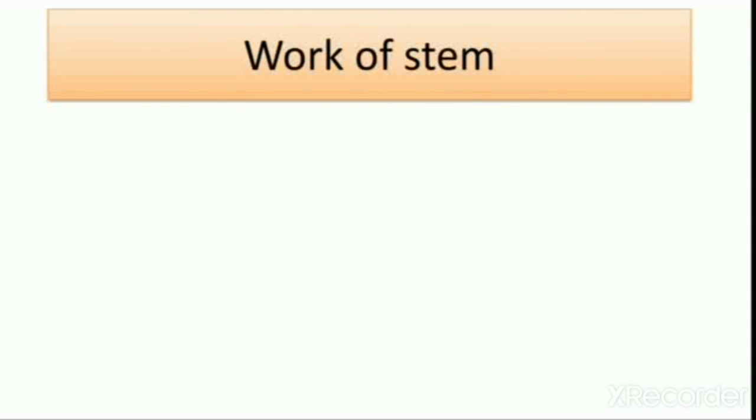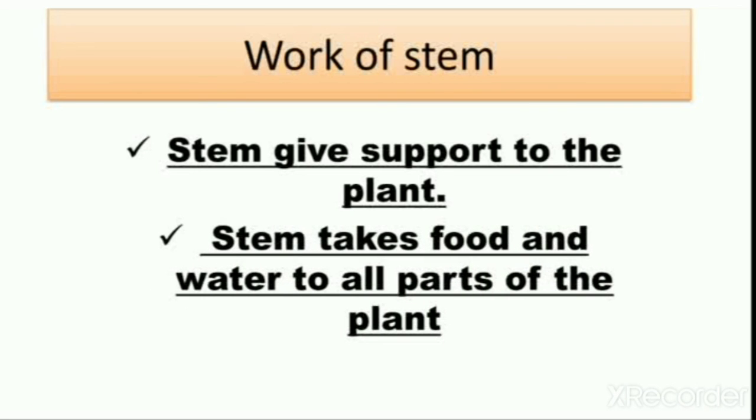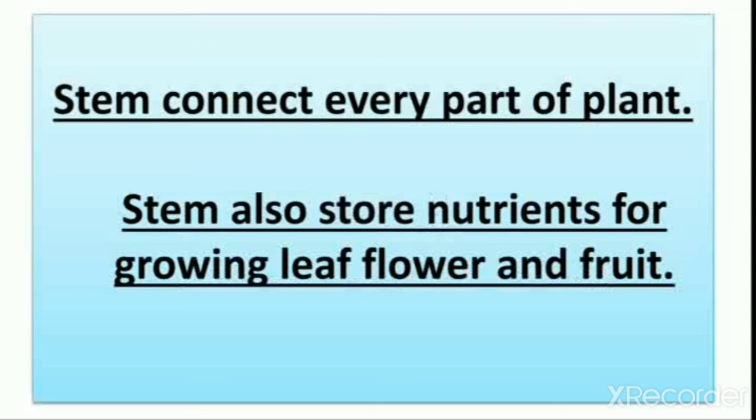What is the work of the stem? The stem gives support to the plant. How does it support? It gives straight support to the plant. The stem takes food and water to all parts of the plant. The stem connects with every part of the plant. As we see in the picture, the stem connects with the leaf, the stem connects with the fruits, the stem connects with the roots.